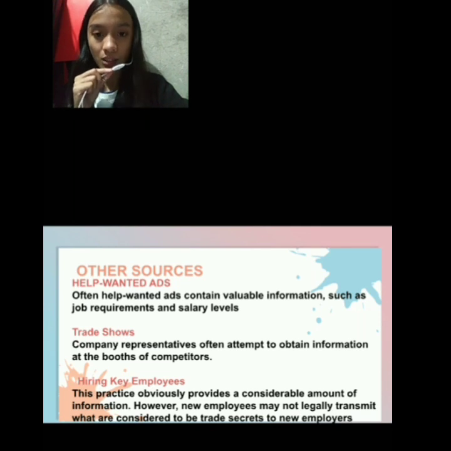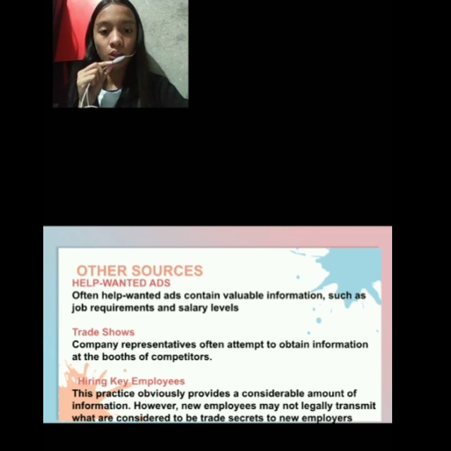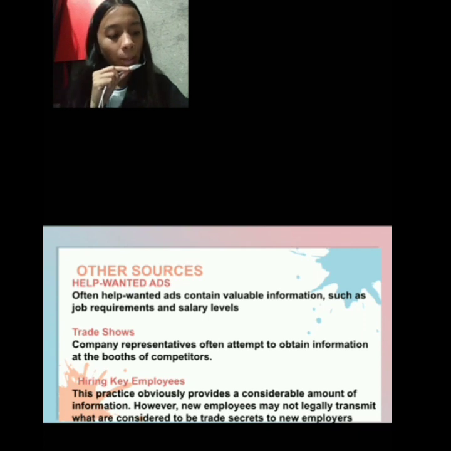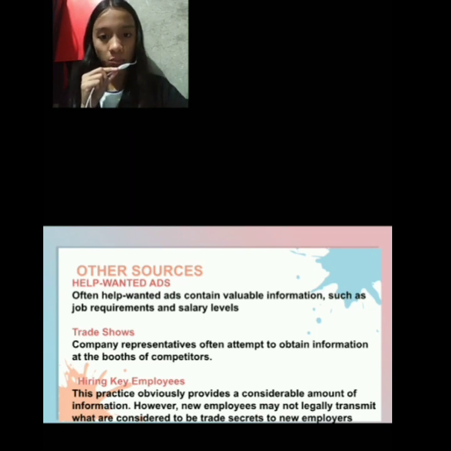Hiring key employees. This practice obviously provides a considerable amount of information. However, new employees may not legally transmit what is considered to be trade secrets to a new employer. When we say hiring key employees, some companies hinder employees, particularly senior managers, from jumping to the competitor, especially through a clause in the employment contract. That is hiring key employees.